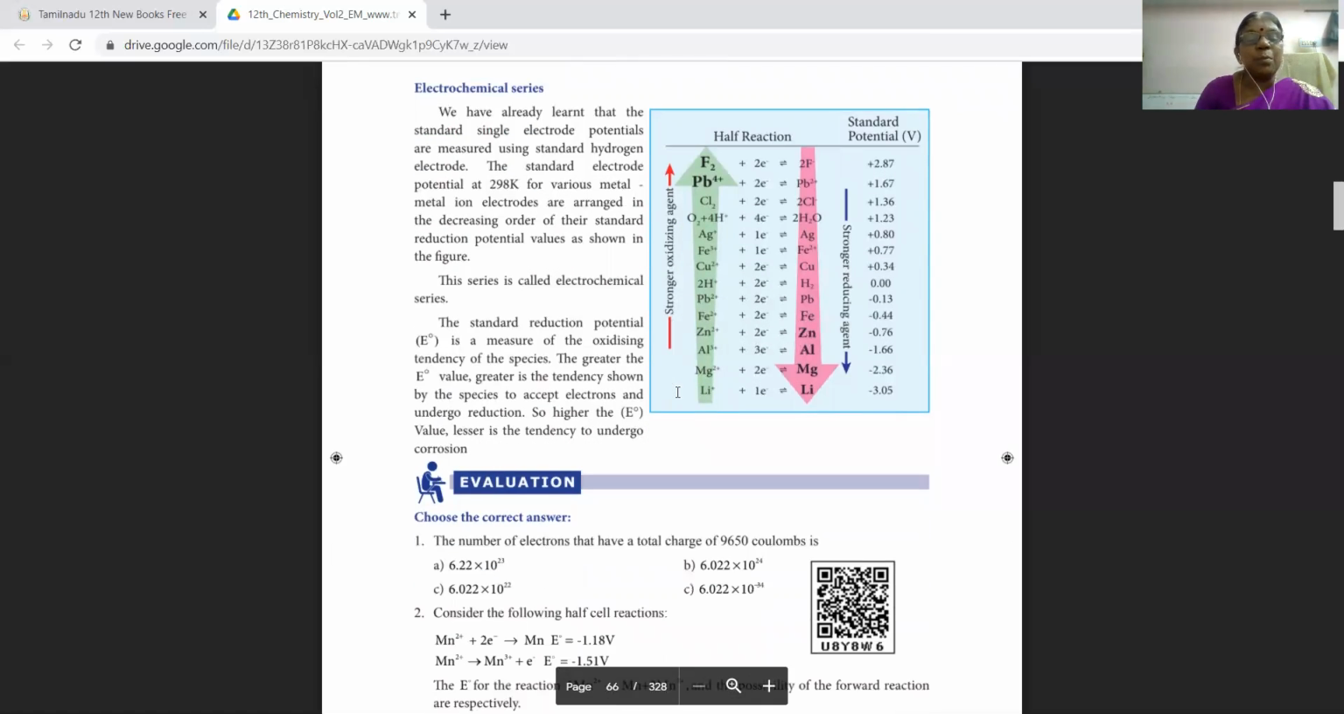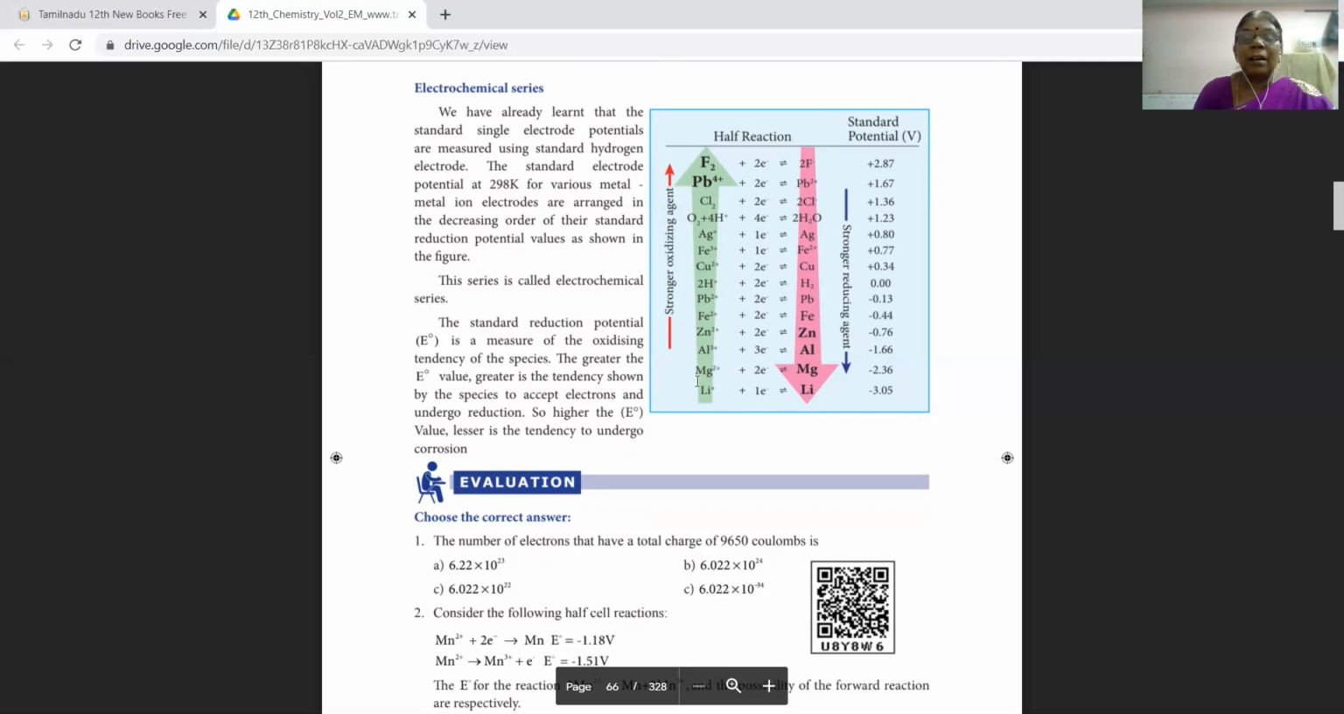The standard reduction potential, that is E0, is a measure of the oxidizing tendency of the species. The greater the E0 value, the greater is the tendency of the species to accept electrons and undergo reduction. So the higher the E0 value, the lesser is the tendency to undergo corrosion. What do we mean by that? If the standard potential value, the EMF value, is higher, then there is less possibility of corrosion.